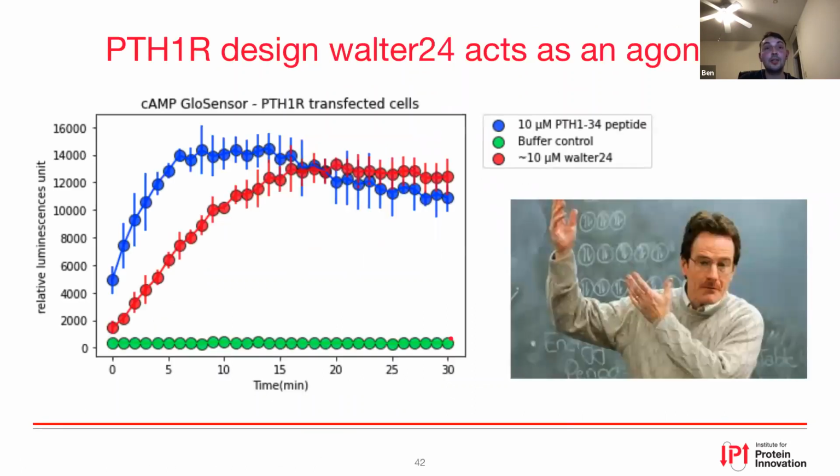So now to the design. Here are now shown the transfected cells. In green is the buffer control. In blue is the PTH native peptide control. And then in red is our design water 24. And it seems it signals to almost the same level as the natural peptide. So I'm pretty happy to see that one of the designs is acting as an agonist for the PTH1 receptor.